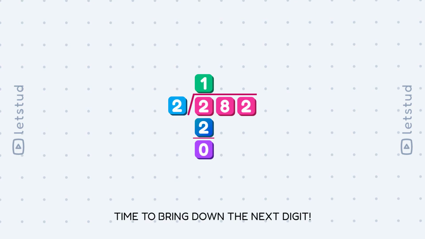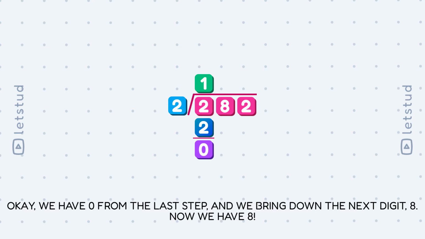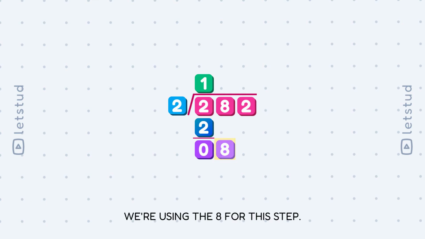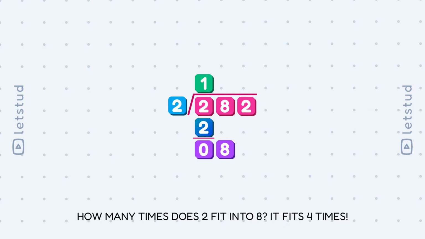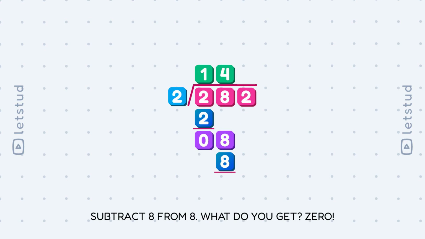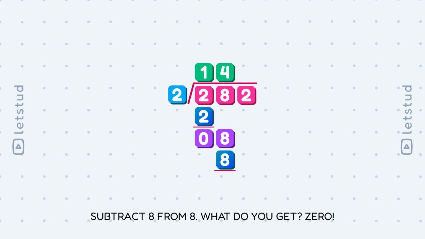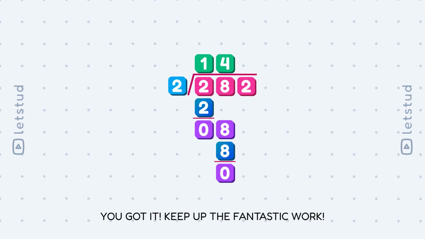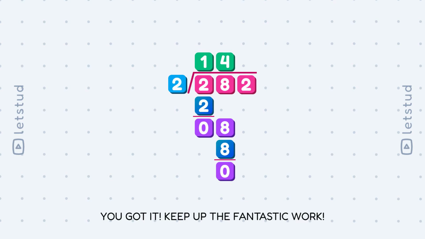Time to bring down the next digit. Okay, we have 0 from the last step, and we bring down the next digit 8. Now we have 8. We're using the 8 for this step. How many times does 2 fit into 8? It fits 4 times. 4 times 2 is 8. Write it down below the 8. Subtract 8 from 8. What do you get? 0. You got it. Keep up the fantastic work.